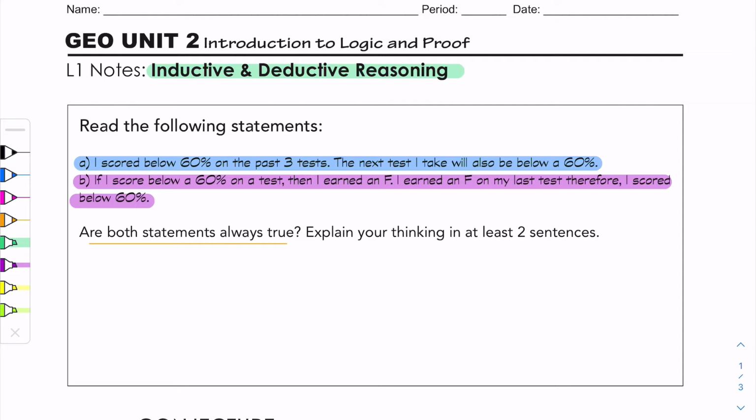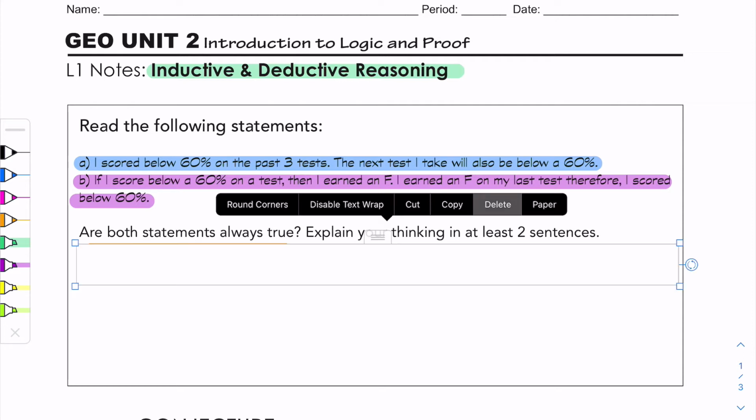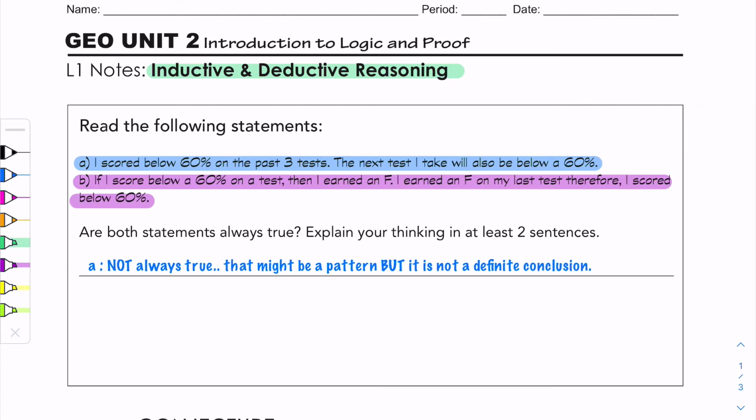So my answer for Part A would be not true, or not always true. This might be a pattern, but it's not a definite conclusion. It could happen that you score below a 60 more often, but occasionally you would probably score over a 60. There's no certain conclusion that you have to earn that grade.